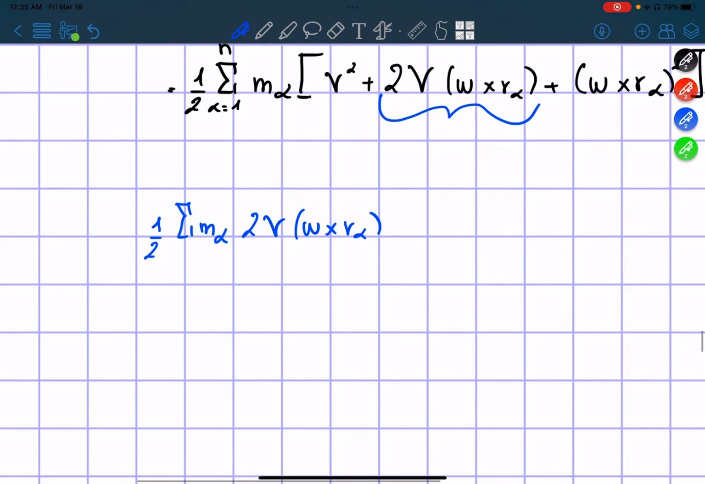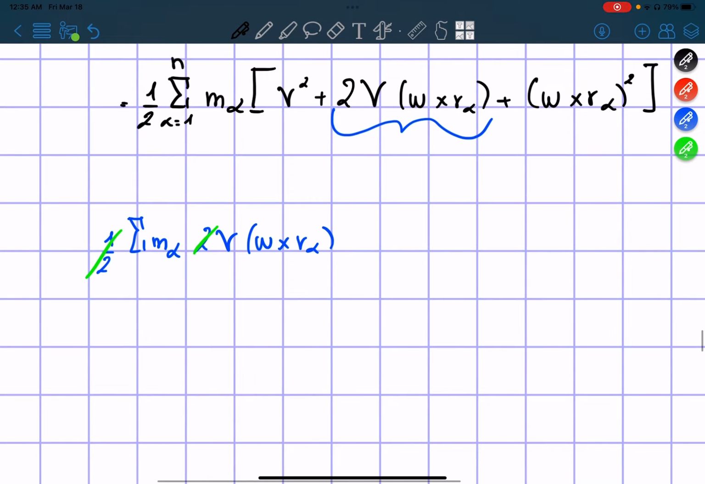Now these two cancel out with the 1/2 outside. Remember, we're only taking one part of the whole entire thing, and you'll see why. So it's equal to what? Well, the sum of m alpha times v times w cross r alpha.